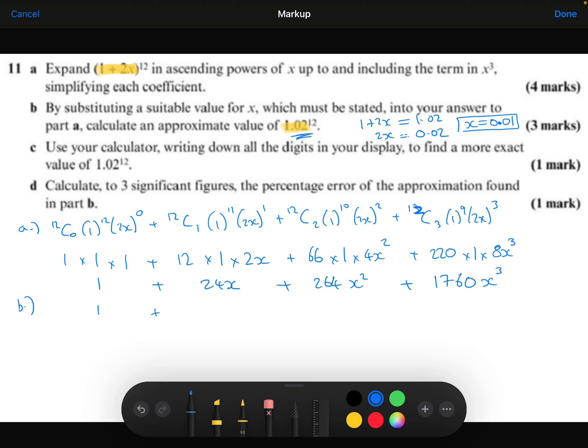So 1 plus 24 times 0.01 plus 264 times 0.01 squared plus 1760 times 0.01 cubed, which gives me 1.26816. So that's my answer to part B.